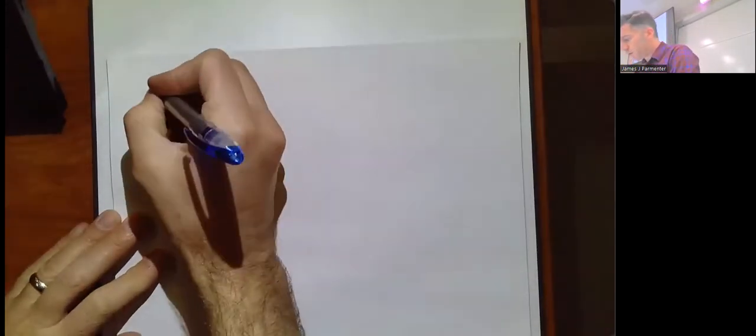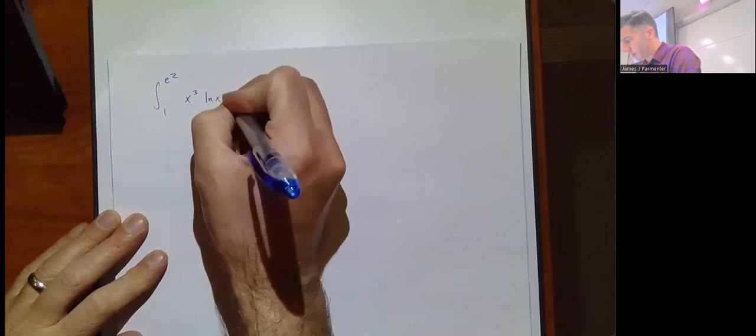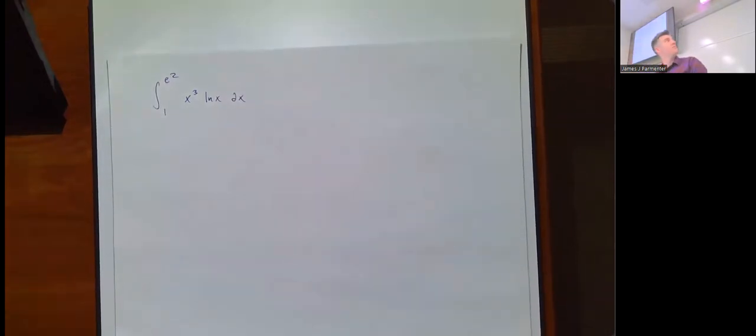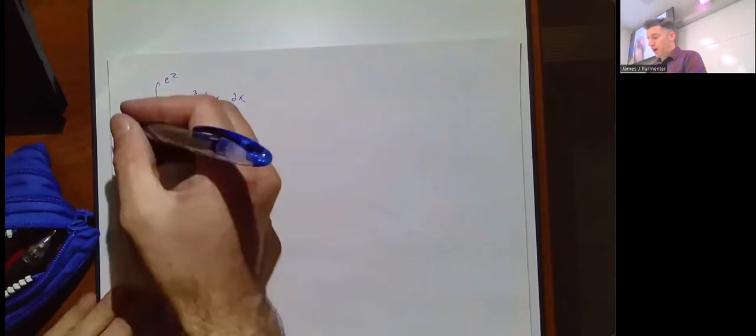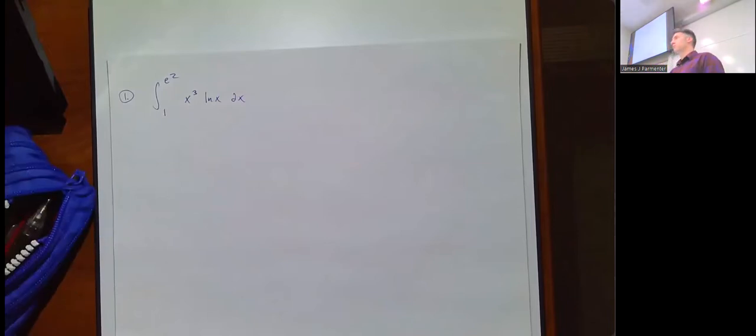Let's say we had to calculate something like, let's try that: the integral from 1 to e squared of x cubed natural log of x dx. Okay, so I see a mixture. I'm thinking either u sub or integration by parts.